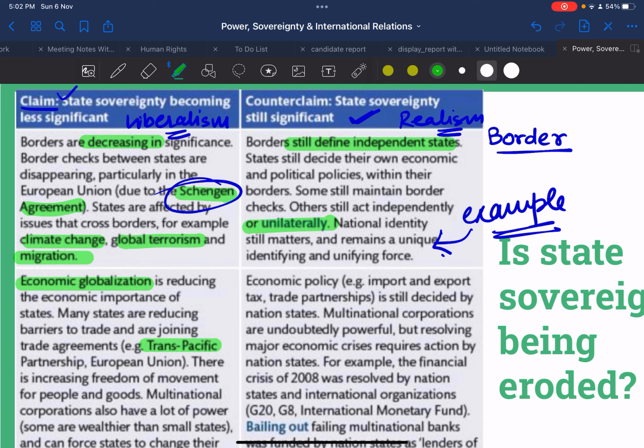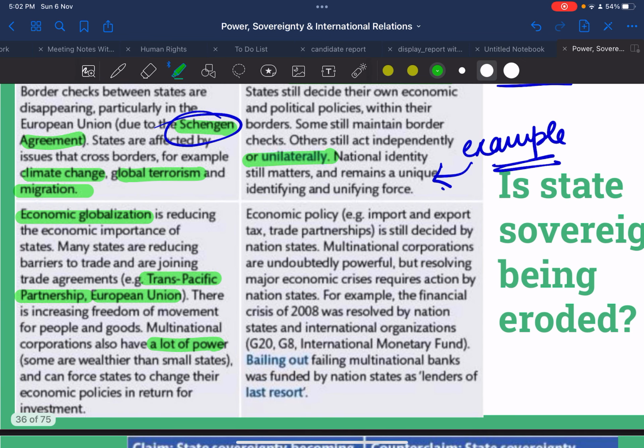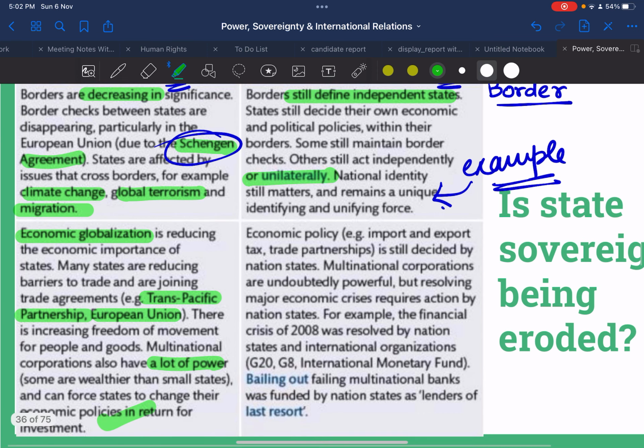For example, Trans-Pacific Partnership, European Union, or you can consider any regional organization from your region or from your continent. There is increasing freedom of movement for people and goods. Multinational corporations also have a lot of power. Some are wealthier than small states and can force states to change their economic policies in return for investment. All right, so this is how globalization is changing the face of sovereignty.